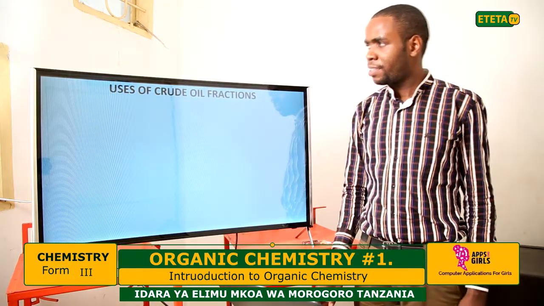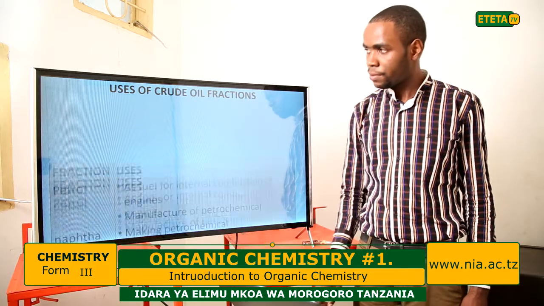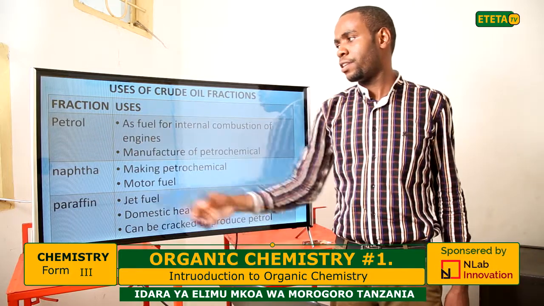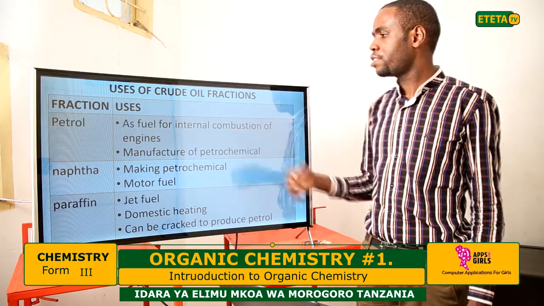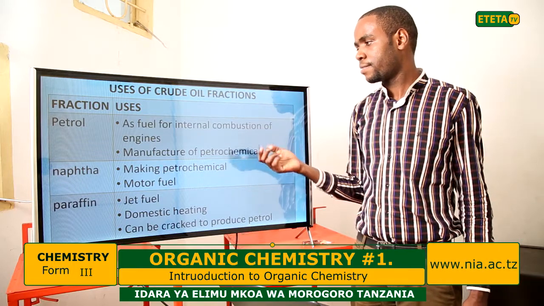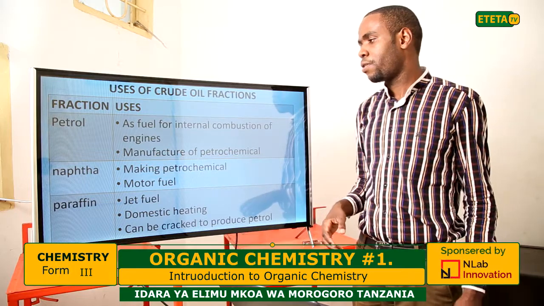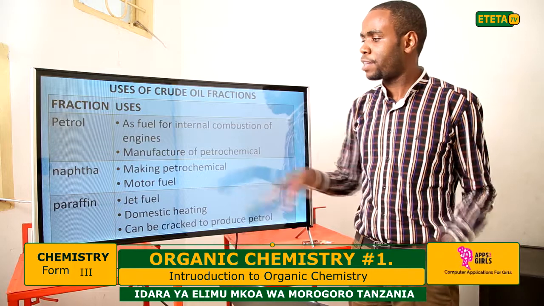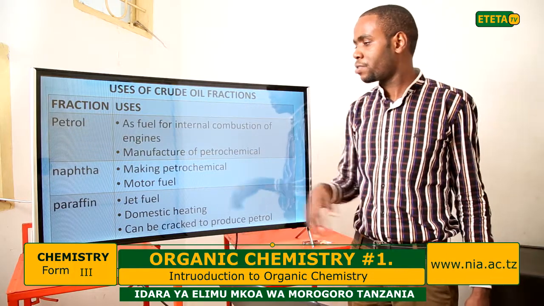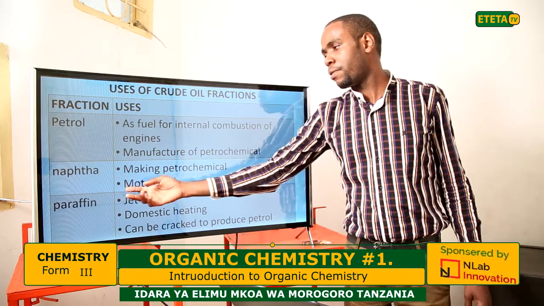After discussing that, now let us look at the uses of crude oil fractions, starting with petrol. Petrol is used in the internal combustion engine, as we have seen, of cars. Also, it is used to manufacture petrochemicals. Another is naphtha. This is used for making petrochemicals and as motor fuel.